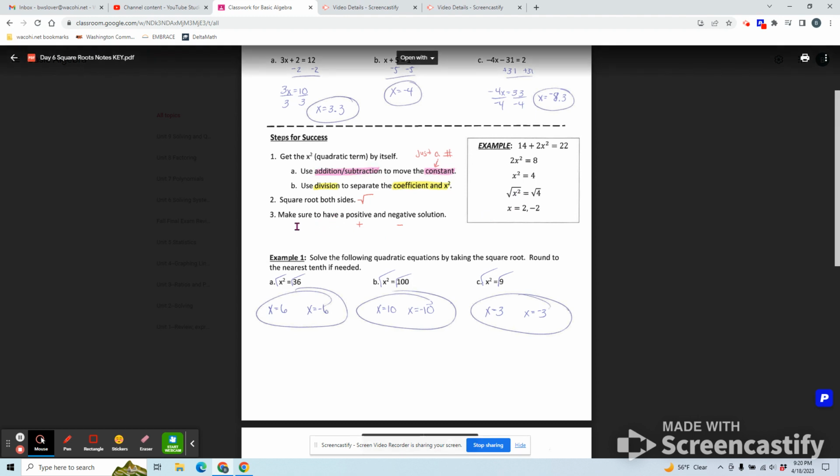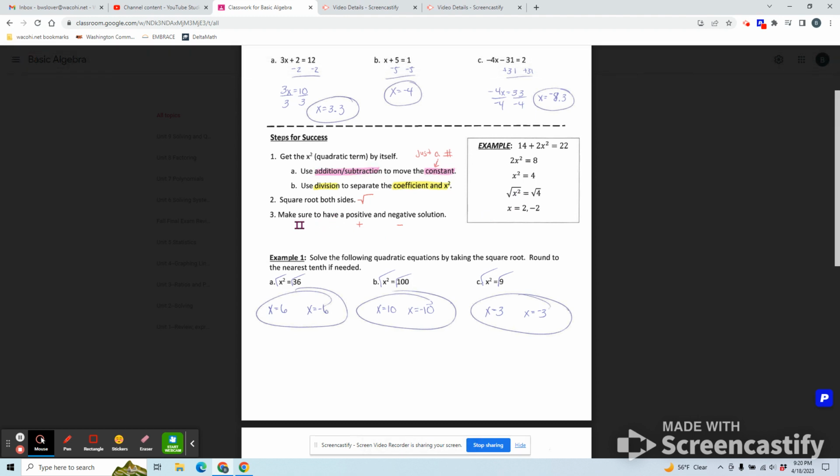But notice that I said make sure that you have a positive and negative solution for step 3. So the square root of 4 is 2, and you're thinking, well, Mr. Slover, when I hit the square root of 4 on my calculator, it only told me 2. How do I know it's negative 2? Well, let's think about this. 2 times 2 is 4.